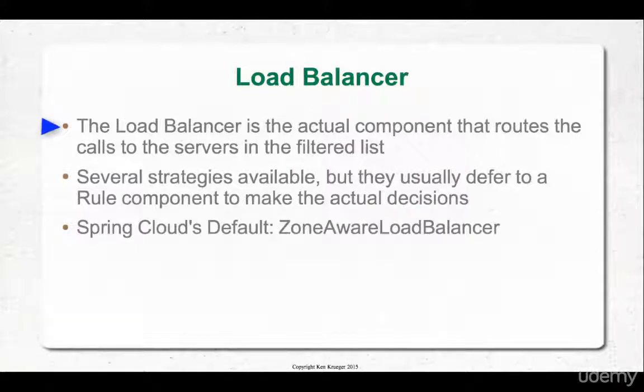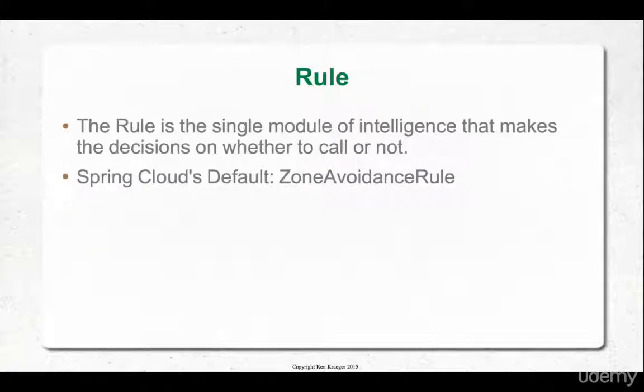Next, we have the load balancer itself. The load balancer chooses a server from the filtered list, usually by deferring to a rule component that makes the actual decision. In Spring Cloud, the default load balancer is something called a zone-aware load balancer, which is, again, bringing up this concept of zone, which I'll get into in just a bit. Lastly, a rule is the single component responsible for making the server selection. There are several implementations available. Spring Cloud's default is something called the zone avoidance rule.